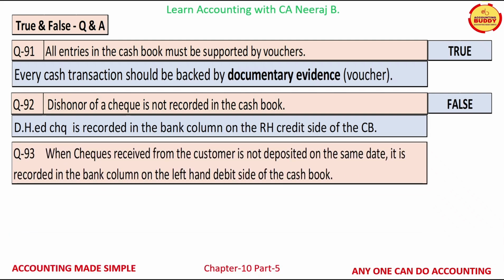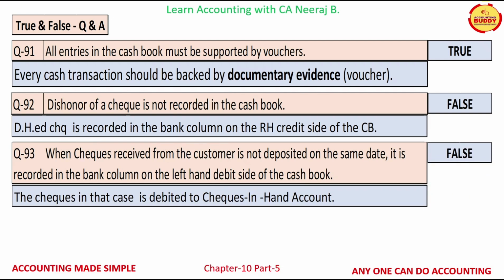Question number 93. When cheque received from the customer is not deposited on the same day, it is recorded in the bank column on the left hand debit side of the cash book. This is a false statement. The cheque in that case is debited to cheque in hand account.